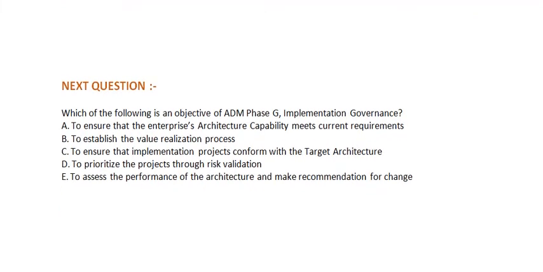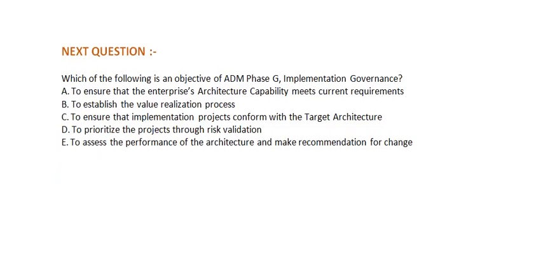Next question is, which of the following is an objective of ADM phase G, implementation governance? Option A, to ensure that the enterprise architecture capability meets current requirements. Option B, to establish the value realization process. Option C, to ensure that the implementation projects conform with the target architecture. Option D, to prioritize the projects through risk validation. And option E, to assess the performance of the architecture and make recommendations for change. The correct answer is option C.